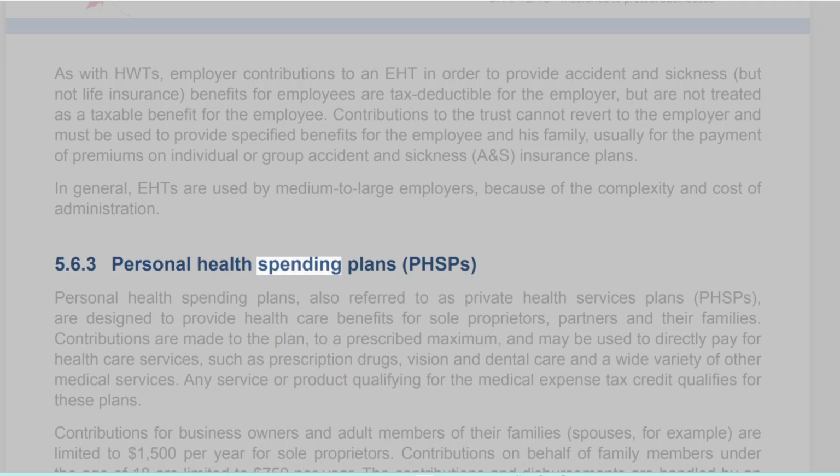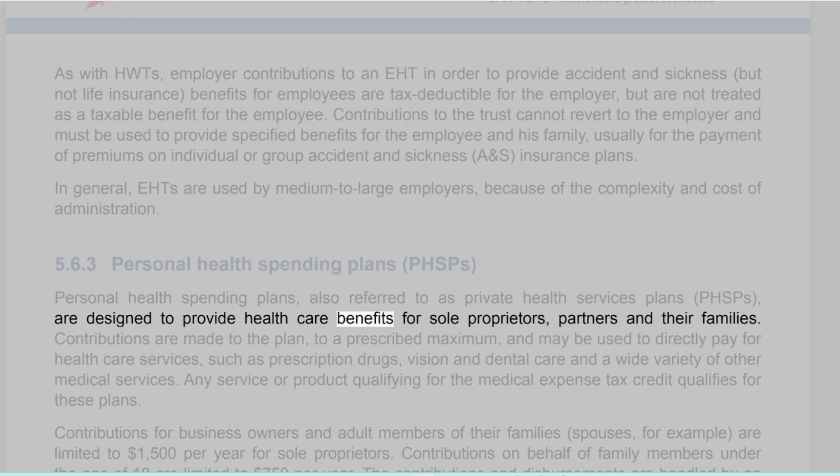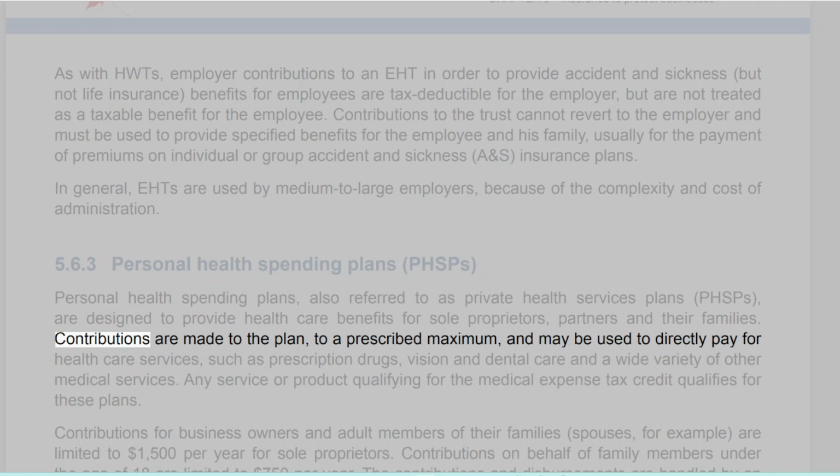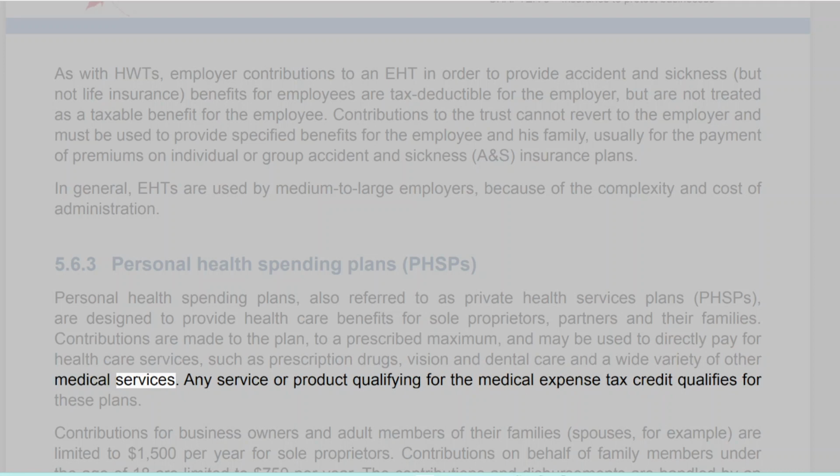5.6.3 Personal Health Spending Plans, PHSPs. Personal Health Spending Plans, also referred to as Private Health Services Plans, PHSPs, are designed to provide health care benefits for sole proprietors, partners, and their families. Contributions are made to the plan, to a prescribed maximum, and may be used to directly pay for health care services, such as prescription drugs, vision and dental care, and a wide variety of other medical services. Any service or product qualifying for the medical expense tax credit qualifies for these plans.